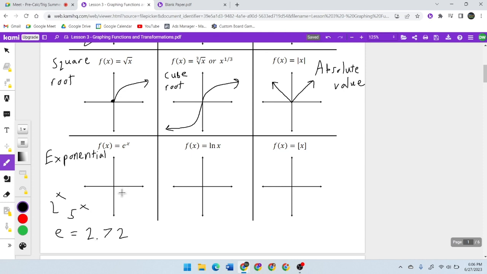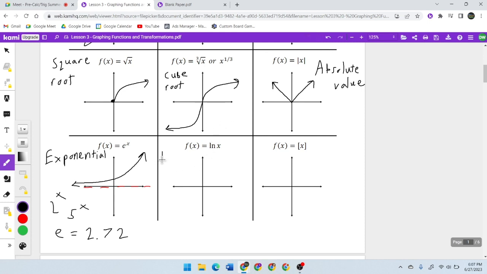The first thing you need to know about the exponential function is that it has a horizontal asymptote at 0. I know it's hard to see. Maybe I'll draw it in a different color so you can see it better. But it's a horizontal asymptote at 0. And then the graph is going to look like this. The left side is approaching the asymptote. The right side is approaching infinity, and it looks like this.